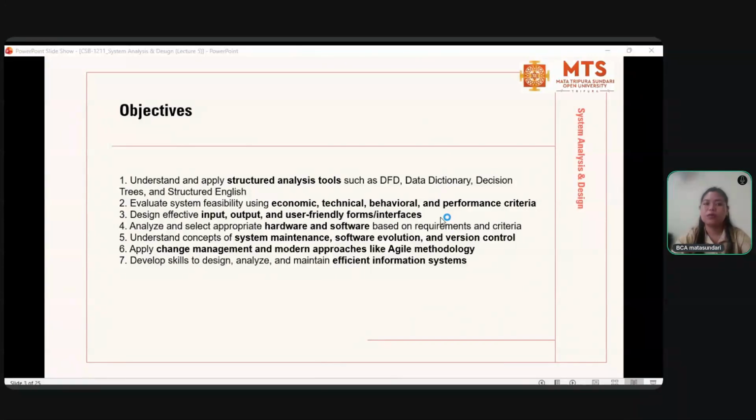The second goals: evaluate system feasibility using economic, technical, behavioral, and performance criteria; design effective input, output, and user-friendly form interfaces; analyze and select appropriate hardware and software based on requirements and criteria; understand the concepts of system maintenance, software evolution, and version control; apply change management and modern approaches like agile methodology; and develop skills to design, analyze, and maintain efficient information systems.